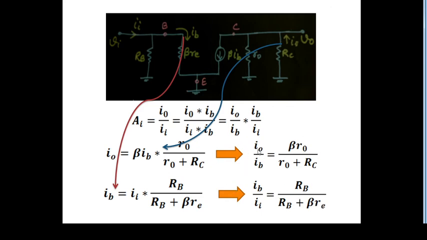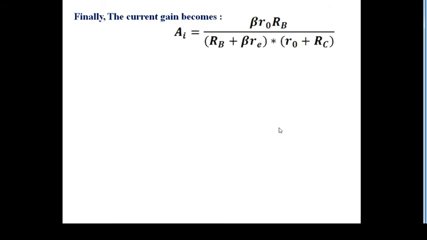Now we have these equations for I naught by IB and IB by II. If you multiply these two, it will give the current gain equation. Clear? So finally the current gain equation becomes this by simply multiplying I naught by IB and IB by II. Now, summary.